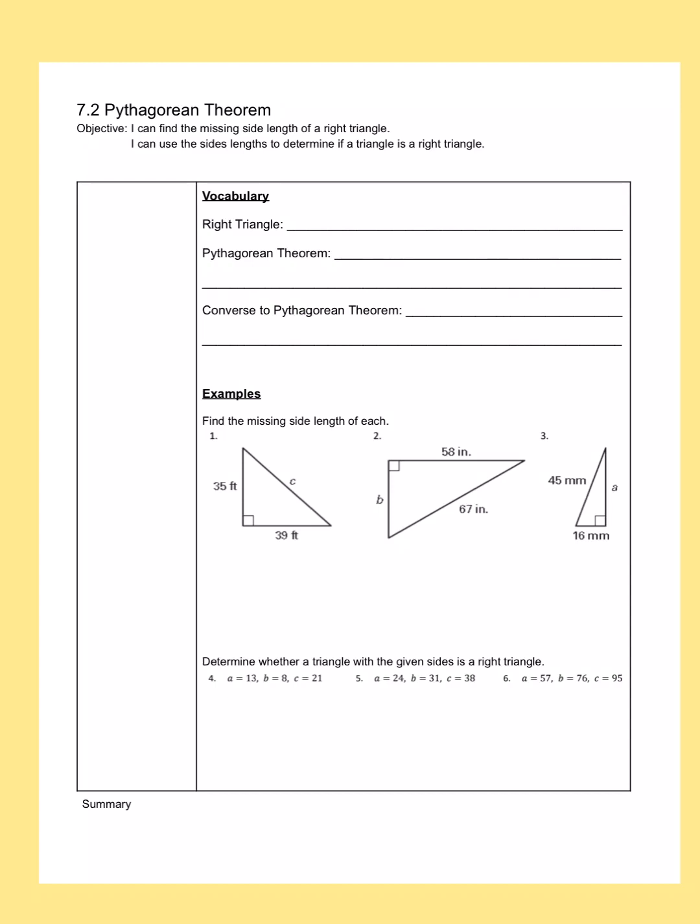For this lesson, we're going to learn about the Pythagorean Theorem. So first of all, we need to know about right triangles. And a right triangle is a triangle that has a 90-degree angle.